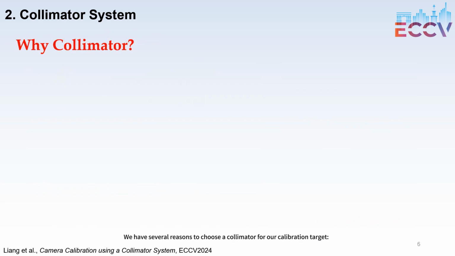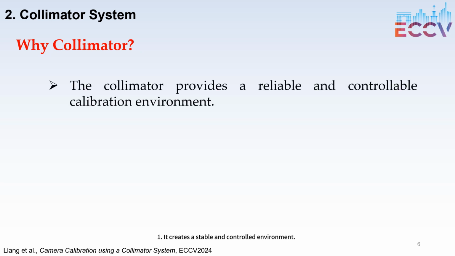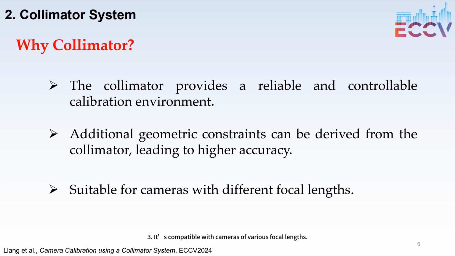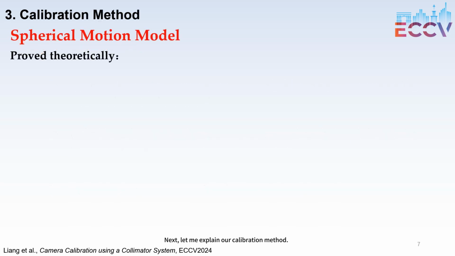We have several reasons to choose a collimator for our calibration target. 1. It creates a stable and controlled environment. 2. It offers extra geometric constraints, which improve accuracy. 3. It's compatible with cameras of various focal lengths. Next, let me explain our calibration method.